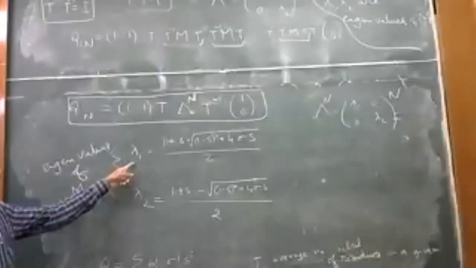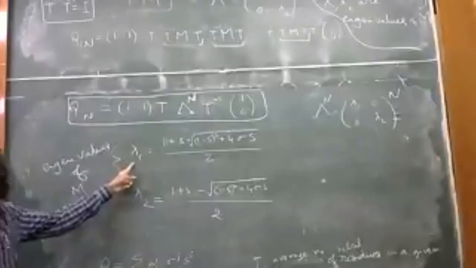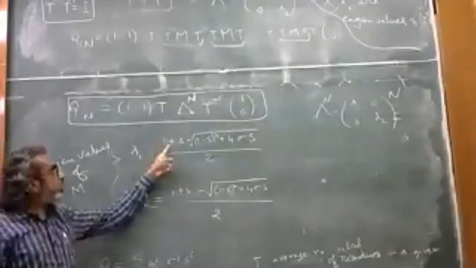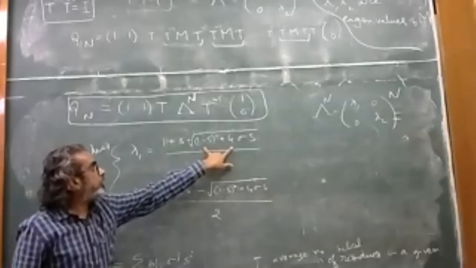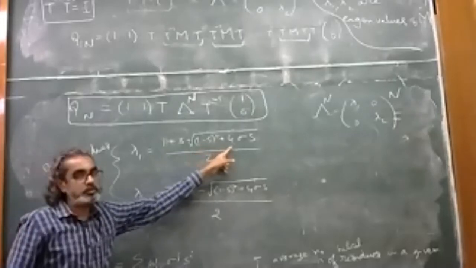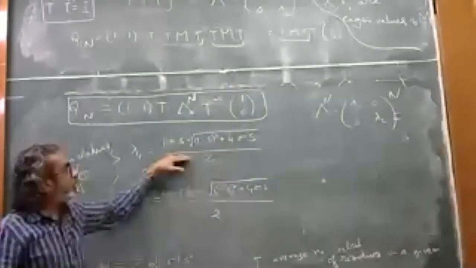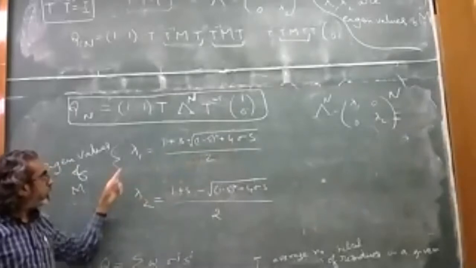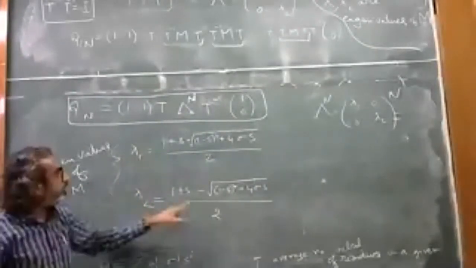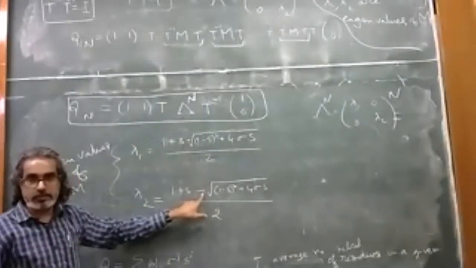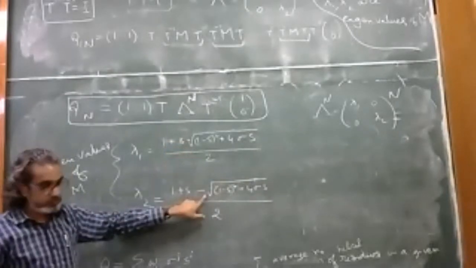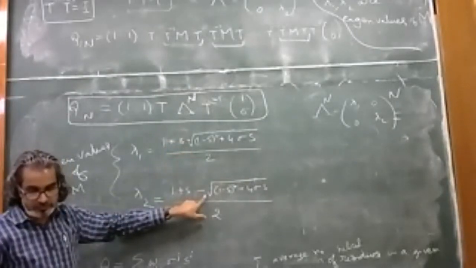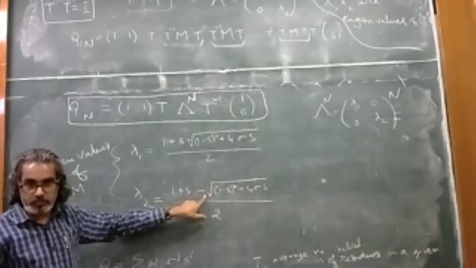Okay, so everyone can see these two expressions. I read out: lambda 1 equals (1 plus s plus the square root of (1 minus s) whole square plus 4 sigma s) divided by 2. Lambda 2 is the same as lambda 1 except the sign is reversed. Here it is plus, here it is minus. Everything else is the same. Okay?